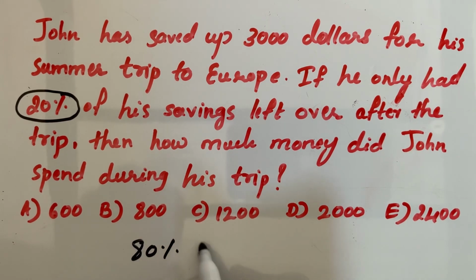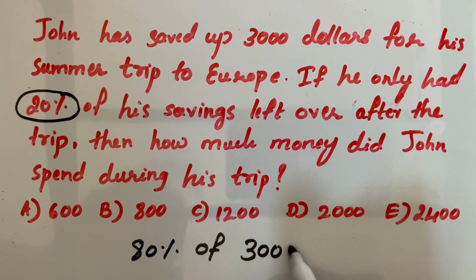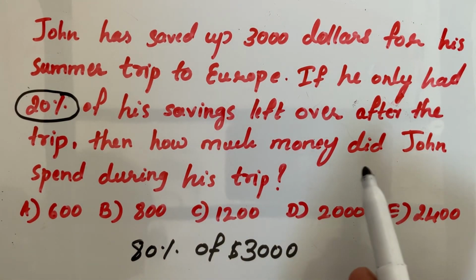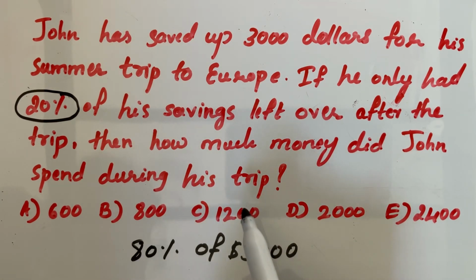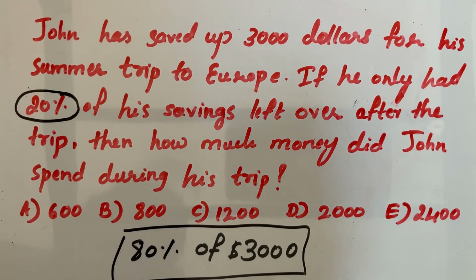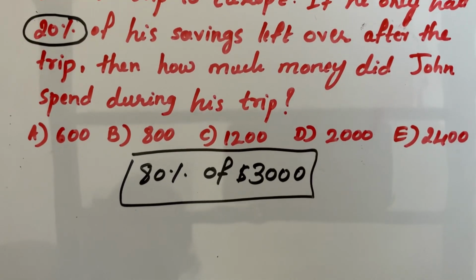80% of 3,000. What is his savings? $3,000. The question is, how much money did John spend during his trip? So you have to find 80% of $3,000. How to find 80% of $3,000?